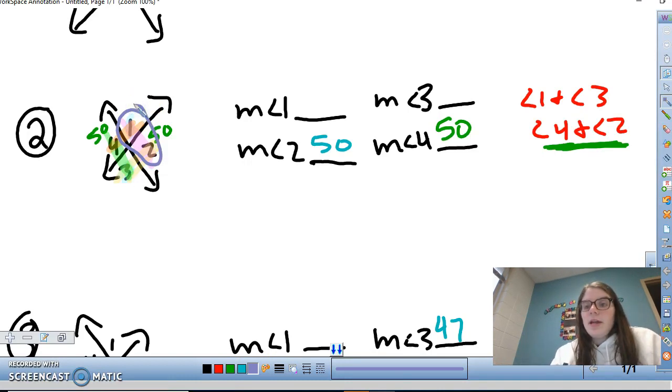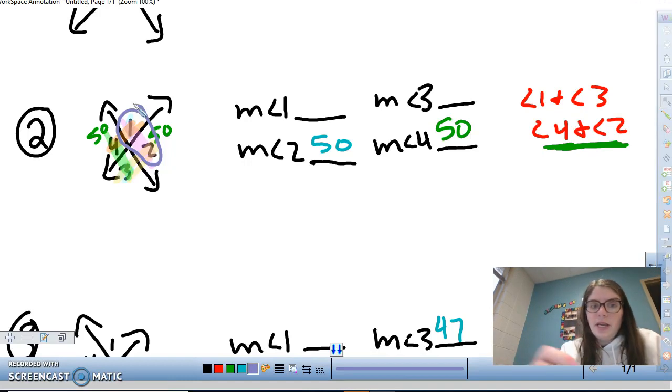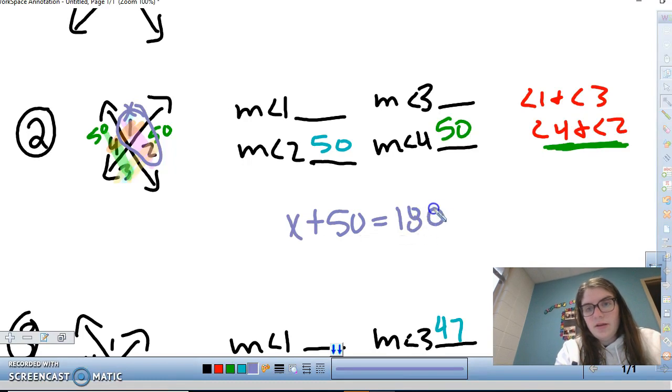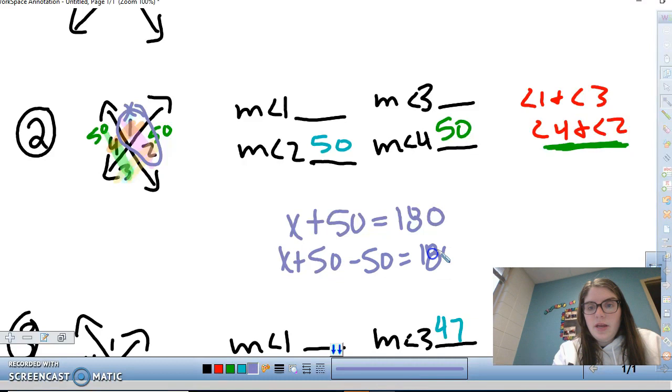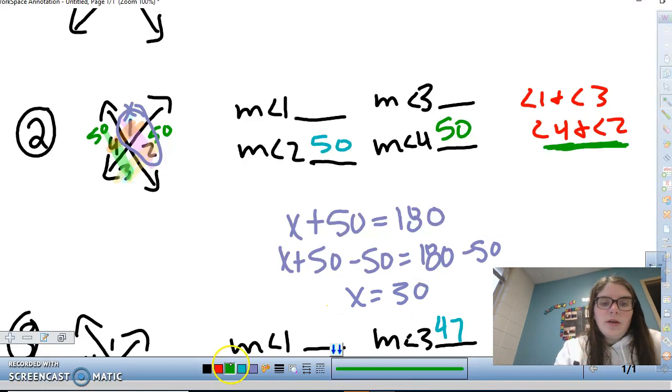So I know that angle 2 is 50 degrees, and supplementary angles add up to be 180. So I know that angle 1, let's just say this is x, plus 50 equals 180. We just talked about how to solve this yesterday. I'm going to subtract 50 on both sides. So x plus 50 minus 50 equals 180 minus 50. We're left with x equals 30. So I know that angle 1 is going to be 30 degrees.